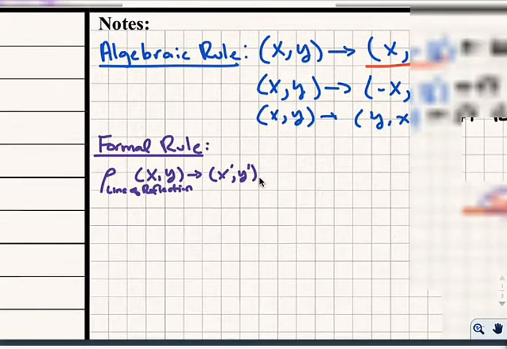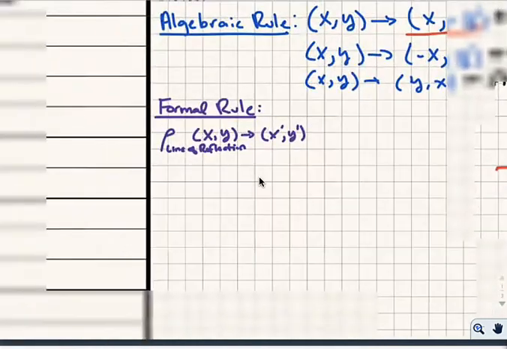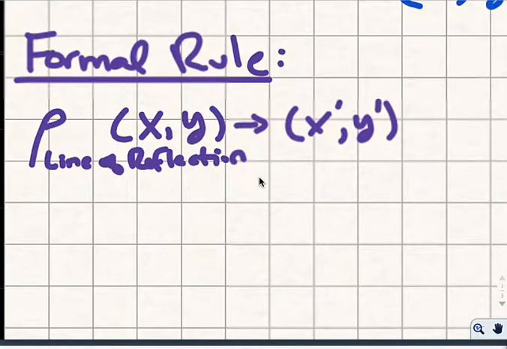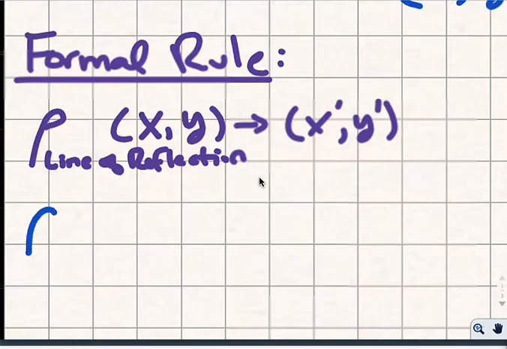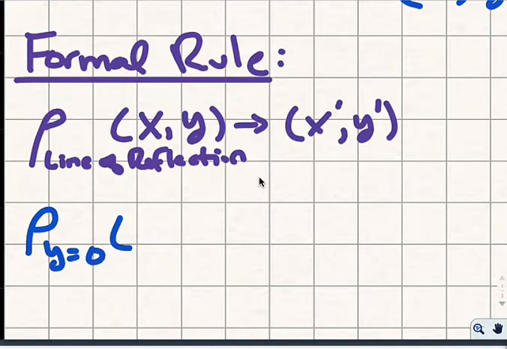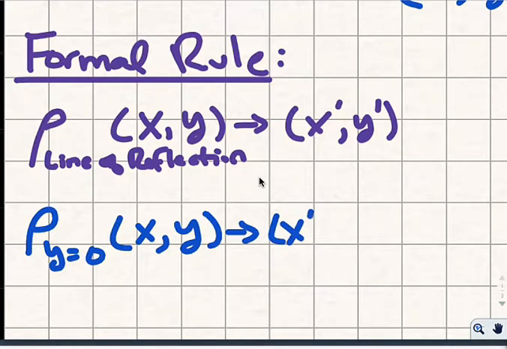If I'm looking at this example on the right, even though I am using the x-axis, I can still write this in a formal reflection rule. The example would be the reflection over the line, in this case y equals 0, of all the points x, y, should go to my new points x prime, y prime.